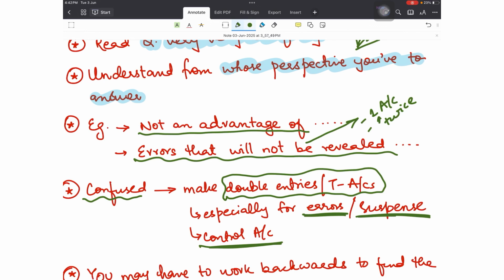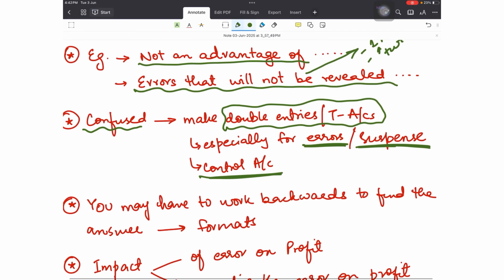On which side does that account increase? What is the nature of that account? Do incomes increase on the debit side or credit side? Where are sales returns increased? Which account balance does this account have? Right? So that will help you a lot in finding out the answer. Sometimes you have to work backwards to find the correct answer, right?